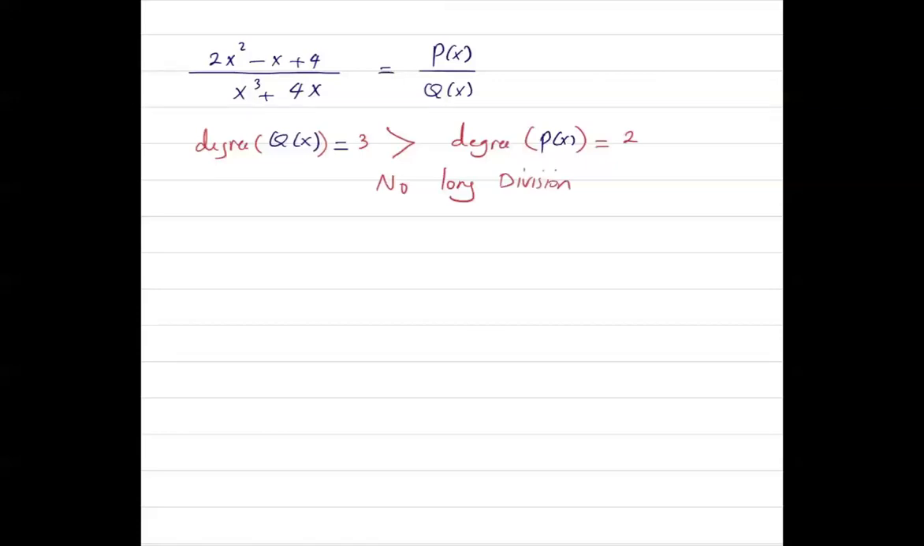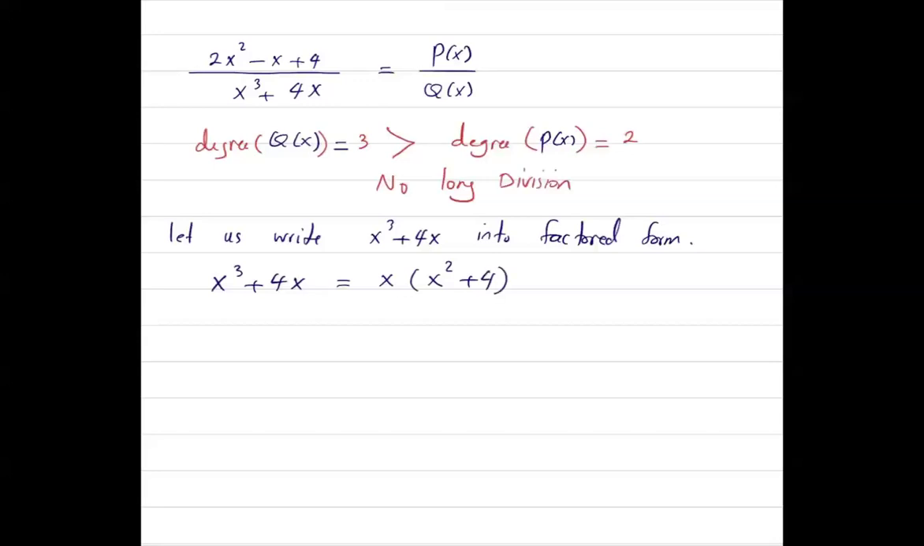In applying the method of partial fractions, let us break down the denominator into smaller pieces. Let us write x cubed plus 4x in factored form. If I factor out x, I get x squared plus 4. So I have a linear expression and I have a quadratic expression. Please pay attention, your quadratic expression cannot be written in factored form anymore.